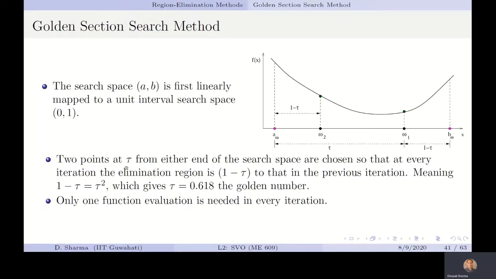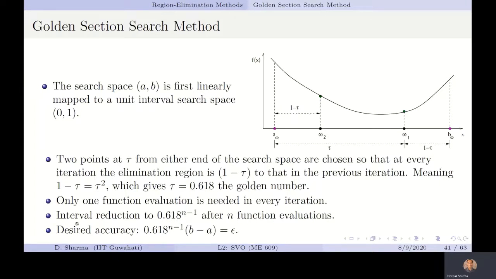How do we get it? The 2 points at tau from each end of the search space are chosen so that in every iteration, the elimination region is 1 minus tau relative to the previous iteration, meaning that 1 minus tau is equal to tau square. This is the relation we get. If you solve this quadratic equation, you get tau equal to 0.618, which is the golden number. And we need only one function evaluation, as I mentioned. We will see in the hand calculation how it happens.